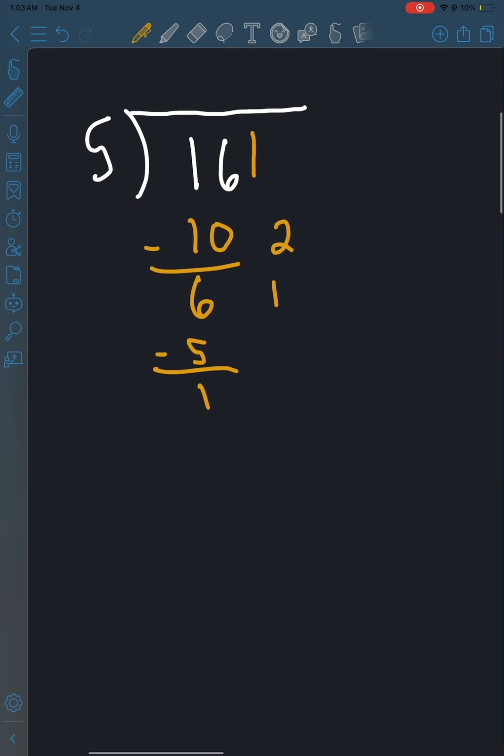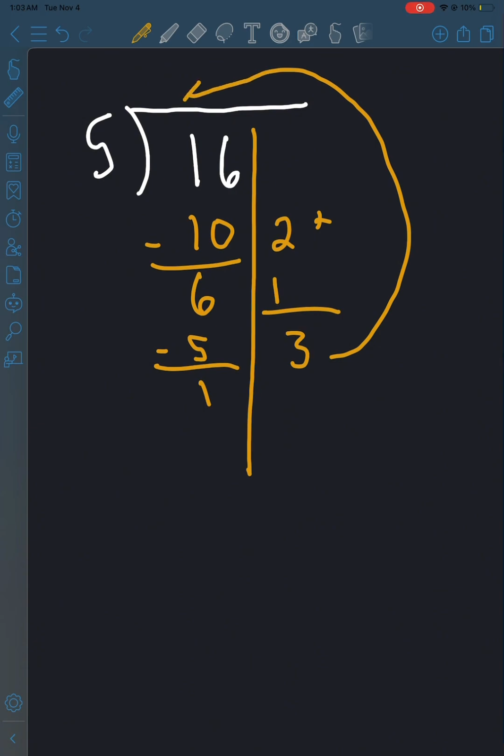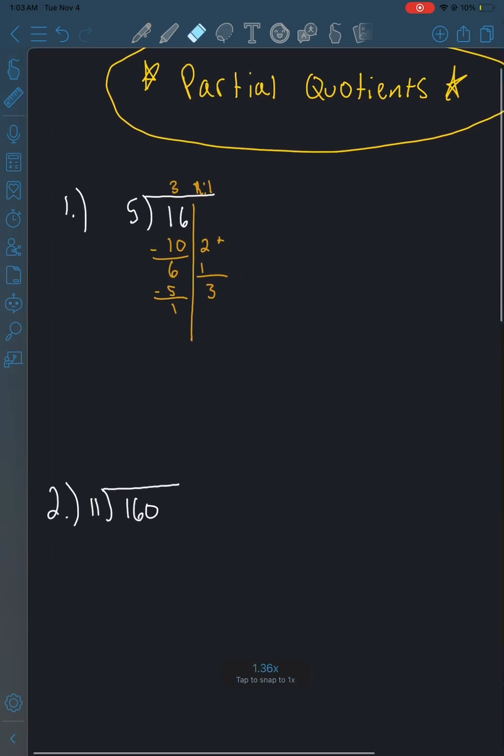So what I like to do is make a little line right here. I'll do that for the future problems. It just helps me keep track and keep myself organized. We're just going to add all of these, right? So it's going to equal 3. So that's what we're going to put up here. 3 is how many times we put 5 into 16. Now, do we have anything left over? Yes, we did. So our remainder is going to be 1. Okay. All right, next problem.